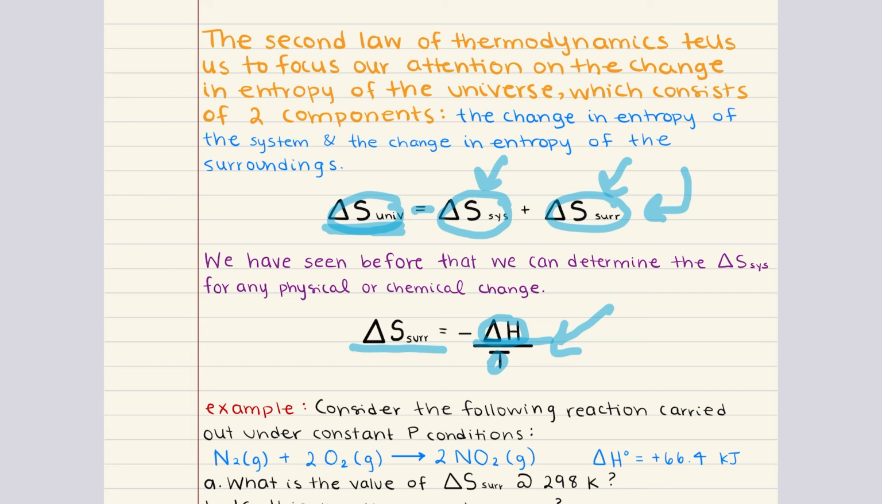This formula relates the entropy change of the surroundings to the heat absorbed or released by the system. So when a reaction releases heat and is exothermic, it increases the entropy of the surroundings. If a reaction is an endothermic reaction, then it decreases the surroundings' entropy. And by combining these calculations, delta S of the surroundings and delta S of the system, we can determine the change in entropy of the universe for any given process and use it to begin to assess spontaneity.